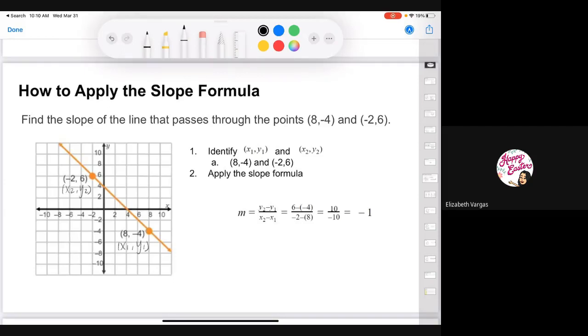I just plug those in, which gives me 6 minus negative 4, which is 10, and negative 2 minus 8, which is negative 10. 10 divided by negative 10 is negative 1. So basically, my slope is negative 1. All right, any questions here? So in this instance, you're actually given those points. You don't have to identify them on your own. And basically, you just plug them into the slope formula to solve.